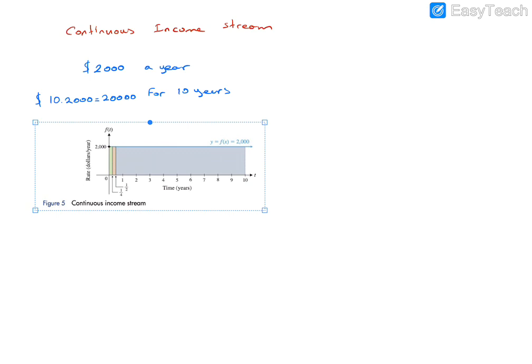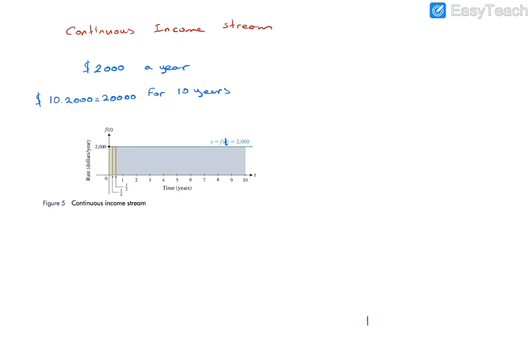the area under the graph of f of t, which is 2,000, actually f of x here, okay, f of x is 2,000. Let's correct it here, this is t, but this is x. F of t, 2,000 from 0 to t represents income accumulated t years after the start.